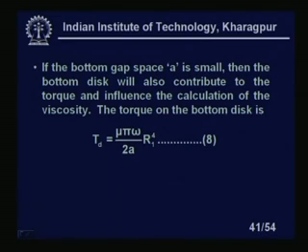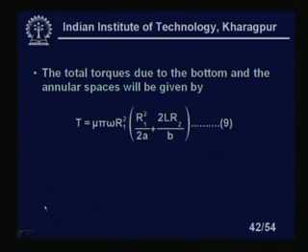So, the torque on the bottom disc will be Td equal to pi mu omega by 2a multiplied by R1 to the power 4. This is equation number 8. So, the total torque due to the bottom and the annulus plates, that is actually what will be measured, the total torque by some torque cell or torque meter.